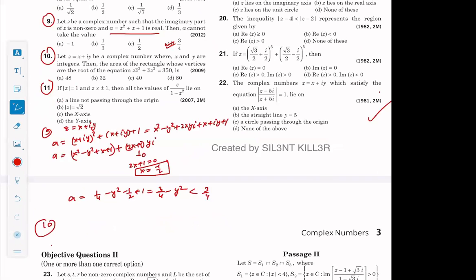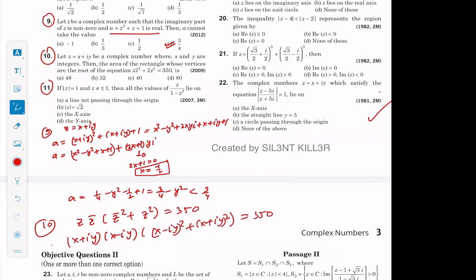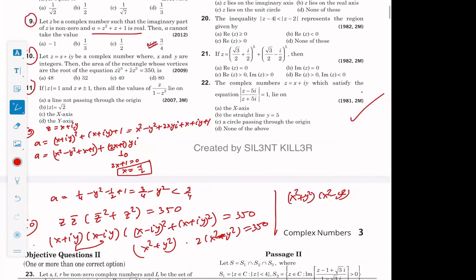Now see question number 10. (z bar mod z) square, this is equal to 350. z is x plus iy, z bar will be x minus iy. So (x minus iy) whole square and (x plus iy) whole square, this is equal to 350. So the product of these two will be x square plus y square. If you simplify this bracket, you will get 2 times (x square plus y square) into (x square minus y square), equal to 350. So basically I am getting (x square plus y square) into (x square minus y square) equal to 175.